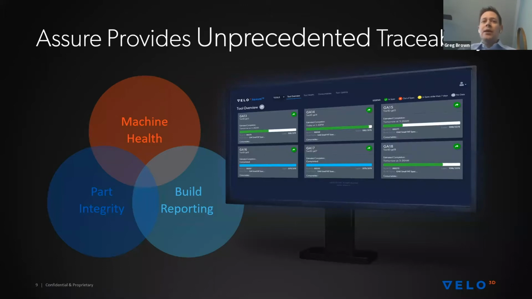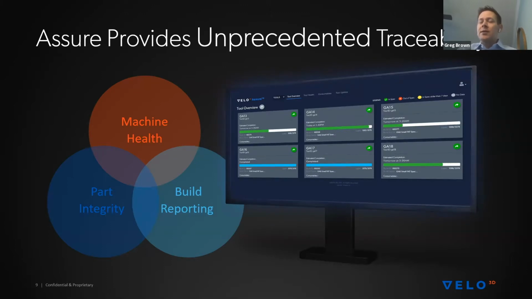Step two is that even if the machine is perfectly healthy, you still care about part integrity. The machine might be perfectly healthy, but still things might go bad during the process. And so Assure gives more indication, not just that the machine was okay, but that actually the build went through under nominal conditions, and none of the parts were negatively impacted.